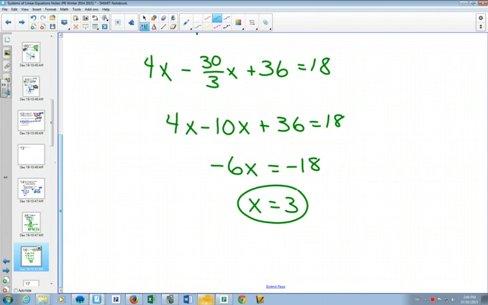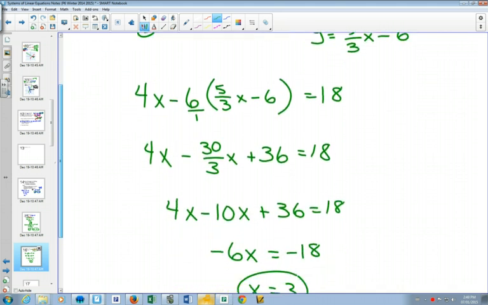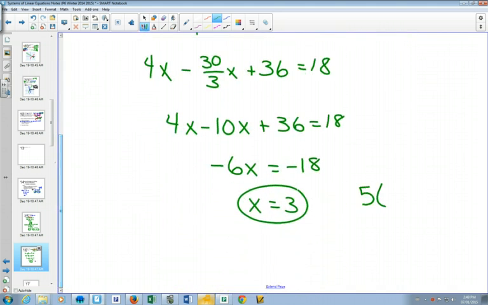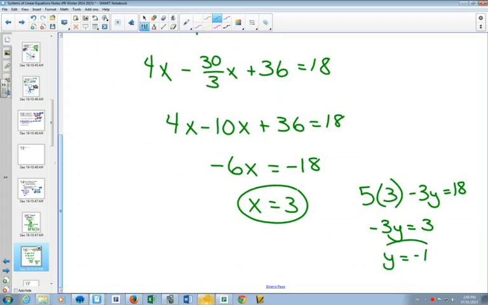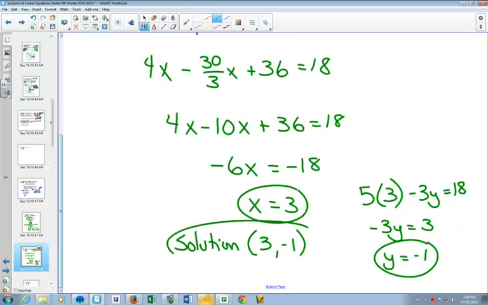Once you have x equals 3, you can choose equation 1 or equation 2 to plug it in. Equation 1 was 5x minus 3y equals 18. It doesn't matter. Let's do 5x minus 3y. It doesn't even have any fractions then, which is kind of nice. 5x minus 3y equals 18. 5 times 3 would be 15. Subtract 15 on both sides. We would get negative 3y equals 3. Divide both sides by negative 3, and we get y equals negative 1. Our solution is 3, negative 1.